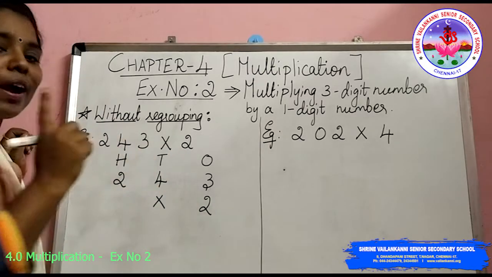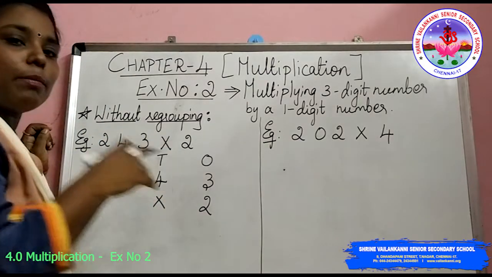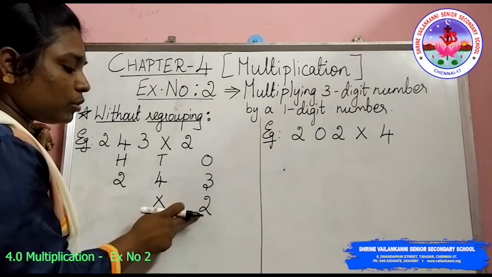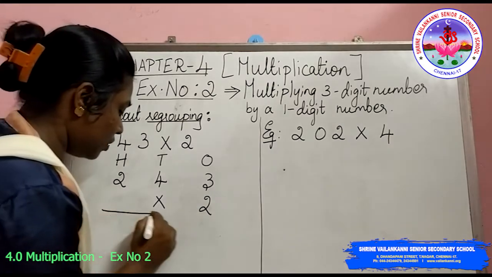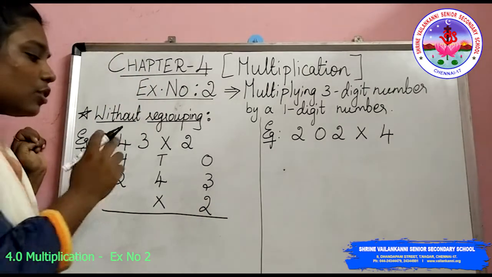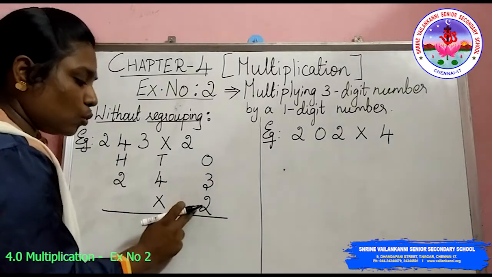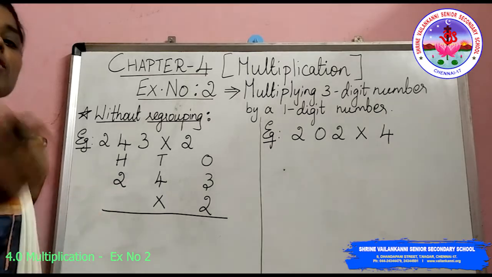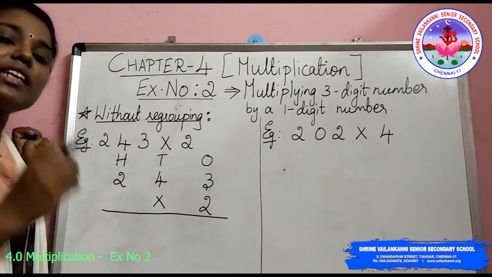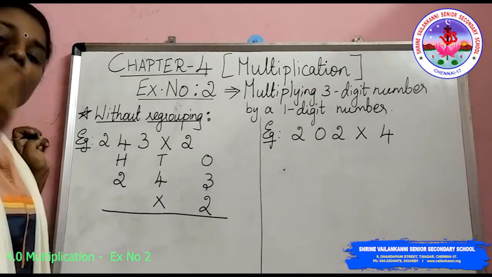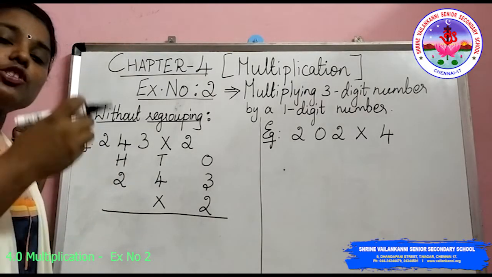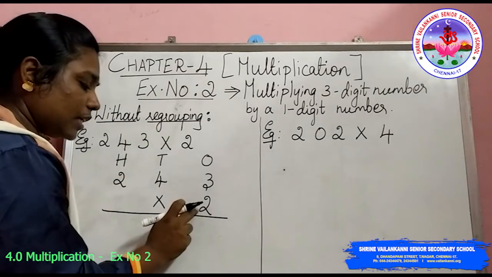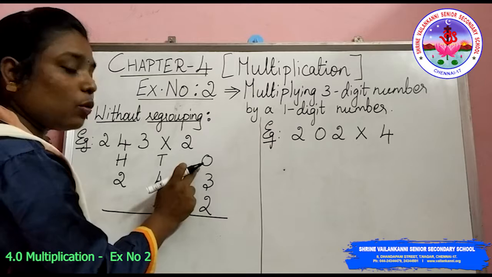See, this 2 is a 1-digit number, so this 1-digit number always falls under the ones place value, and that is why I have written this 2 straight to the ones place value. After writing, give a dash. Now this 1-digit 2 is going to be multiplied with the ones, tens and hundreds place values. Whenever you do multiplication, you start with the ones place value. Even when you do addition and subtraction, we always start from the ones place value. Likewise, multiplication starts with the ones place value.